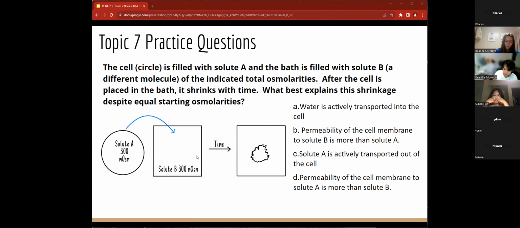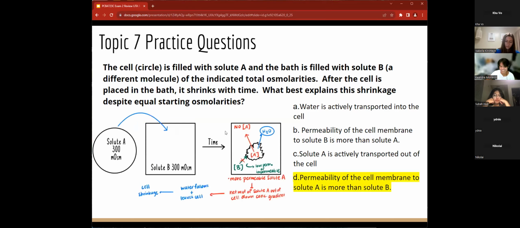Ava said D, and that is indeed correct. Where is Ka? Can you go to the next slide by any chance? All right, thank you. So yeah, the question is, the cell circle is filled with solute A, and the bath is filled with solute B, a different molecule, of the indicated total osmolarities, right? So after the cell is placed in the bath, it shrinks with time. What best explains this shrinkage despite equal starting osmolarities?